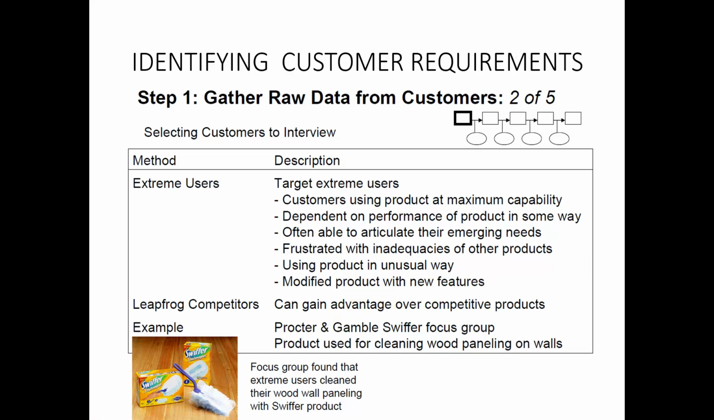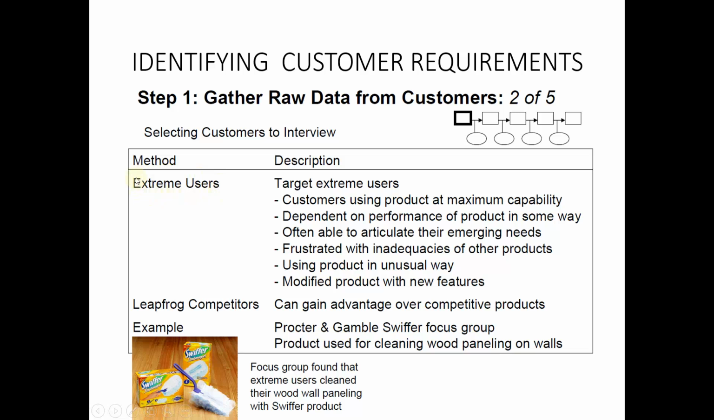So the second phase in which we are gathering, during the first step, we are gathering the raw data from the customers. In the second phase of this step, we will need to select the customers to interview. So which are the categories of customers which we need to select?